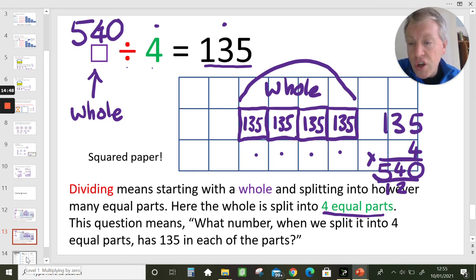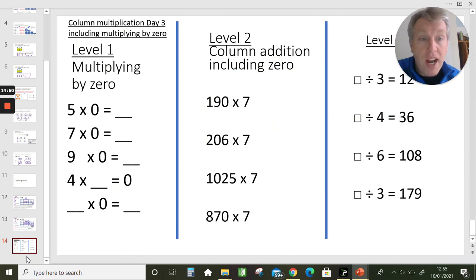So here is your work. Have a go. 3 levels. If level 3 was confusing, you don't have to do it. Give it a go if you want. But I'm looking forward to seeing all your work on Google Classroom.